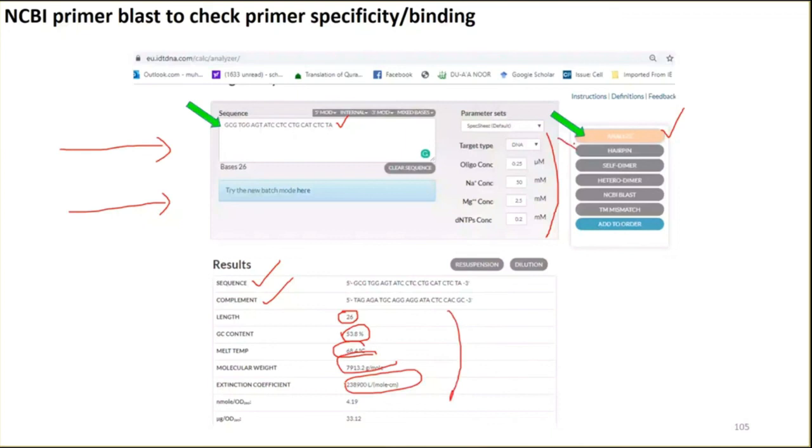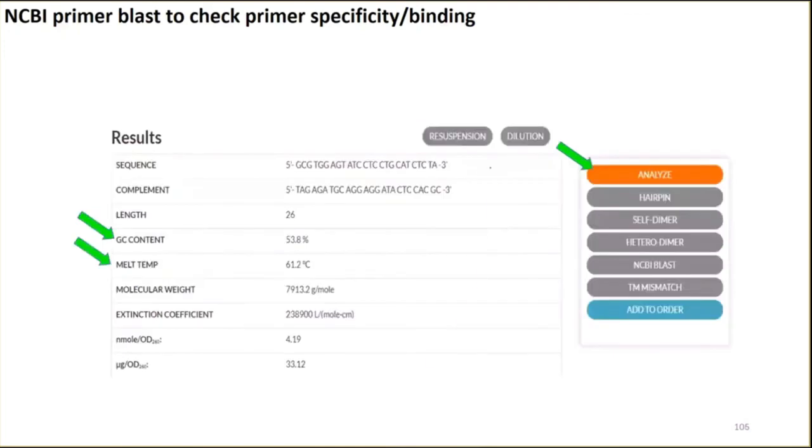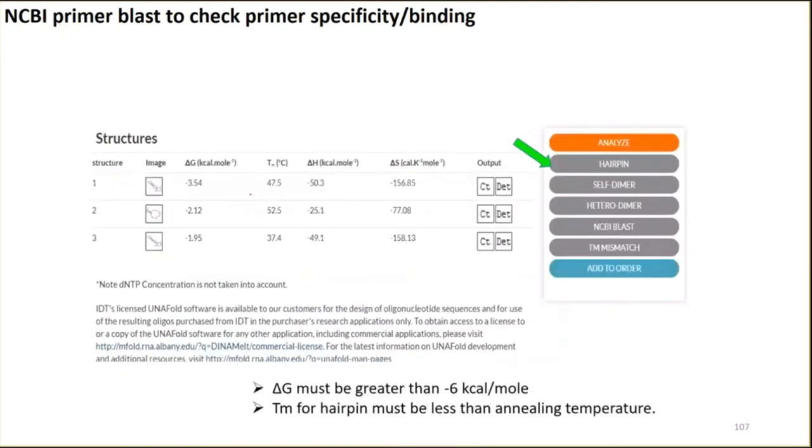After clicking on the hairpin, this is an amplified version of the previous slide. So different hairpin information is here. It is giving the TM for the hairpin. The TM for the hairpin should be lower than the annealing temperature of the primer. If the TM is higher than the annealing temperature, it will predominantly make the hairpin. It will not give the amplification. Moreover, it is also giving the delta G value. If the delta G value is very low, it means it can spontaneously make the hairpin.